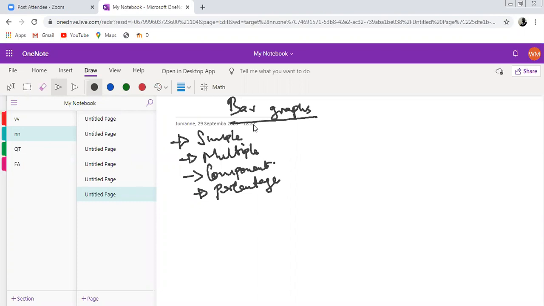normally spaced between one bar and the other. Remember, the bar is actually this rectangle that goes up. This is what we call the bar. The bars are normally spaced, and these bars have the same width, meaning that the distance from this end to this end is actually the same.